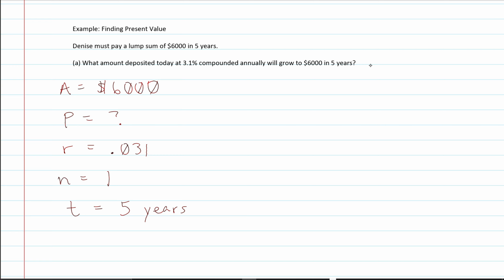All right, now inputting everything into the formula. So the formula had A is equal to, so 6,000 is equal to P, which we don't know, we're trying to figure out how much she needs to invest, times the quantity of 1 plus 0.031, right? That's the R over the N, which is 1. And this is raised to the T times N power. So our T is 5, our N is 1.